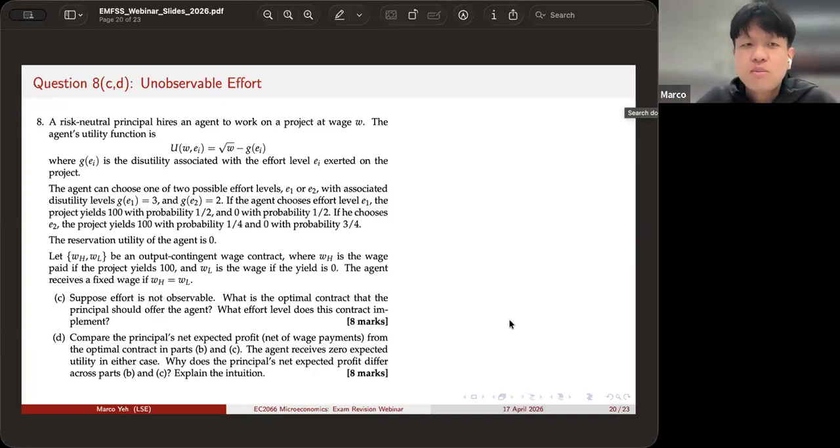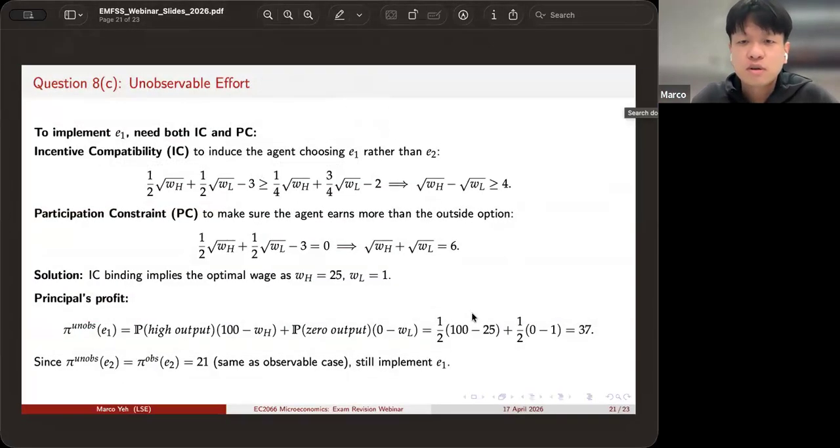Okay, this is slide 20, but actually this is from the past exam paper. You have it in your shared folder. 21. Okay, 22.